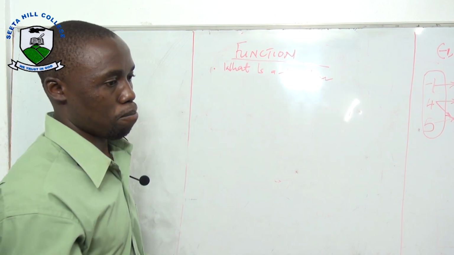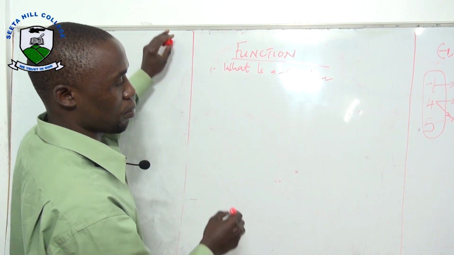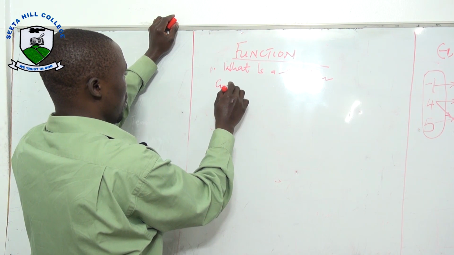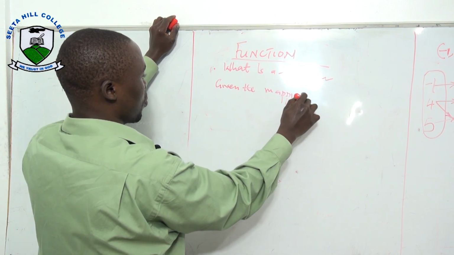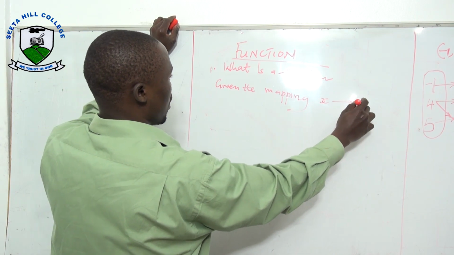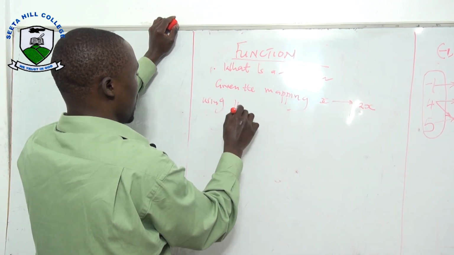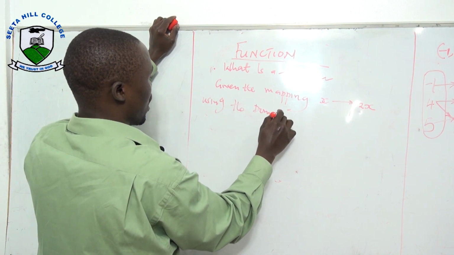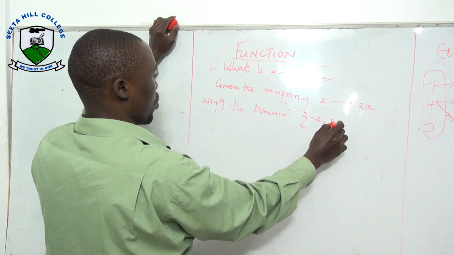Now, test your head with this. Given the mapping x gives 2x using the domain -2, 0, 1.